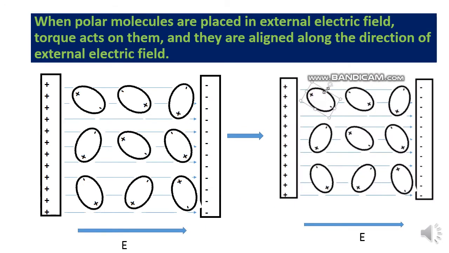Here we are going to observe how the polar molecules behave within the external electric field. As soon as they are placed within the electric field, they will start to orient along the direction of the electric field. Finally, they will acquire some amount of dipole moment within the electric field.